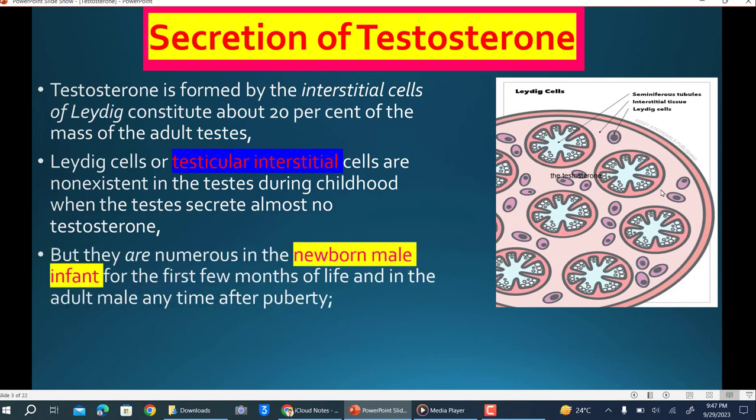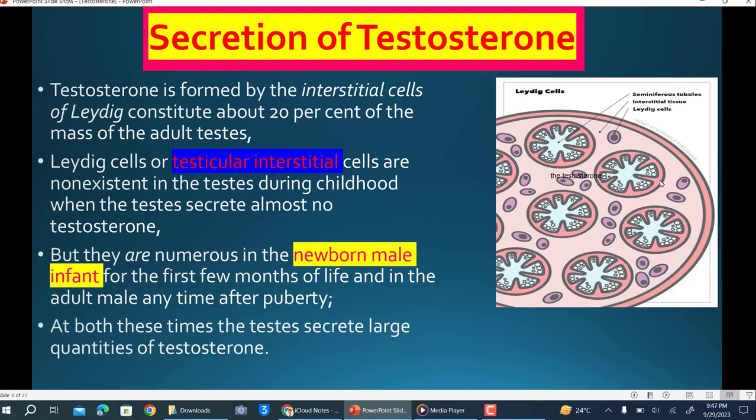But they are numerous in the newborn male infant for the first few months of life, and in the adult male anytime after puberty. When a person becomes an adult, he starts production of testosterone. At about this time, the testes secrete large quantities of testosterone.